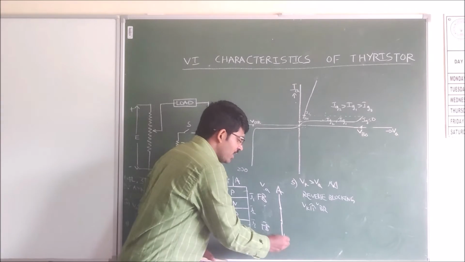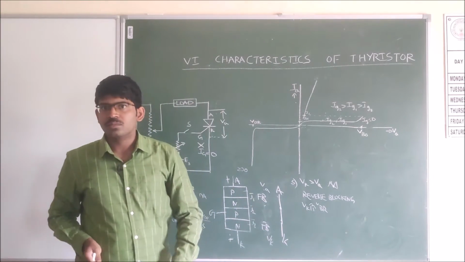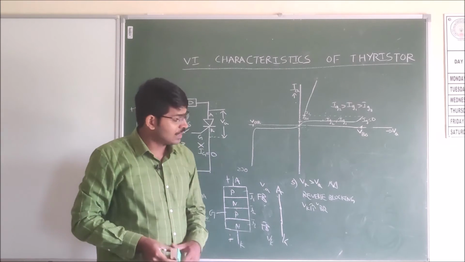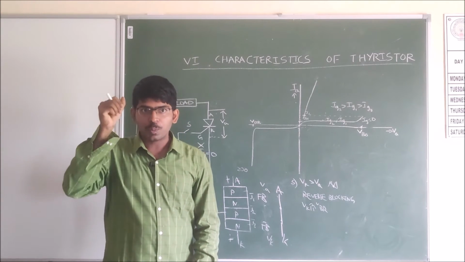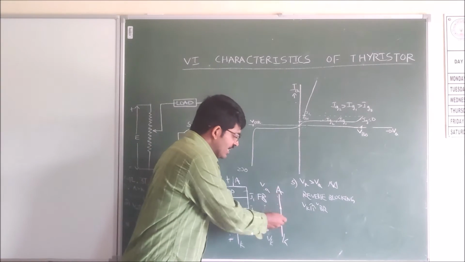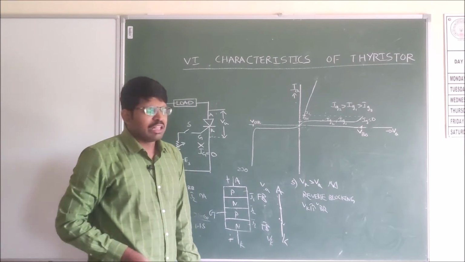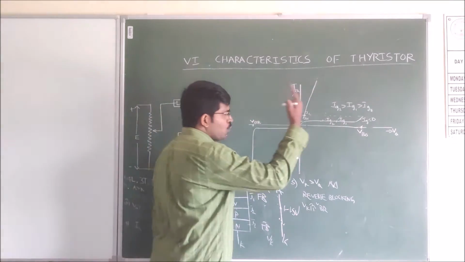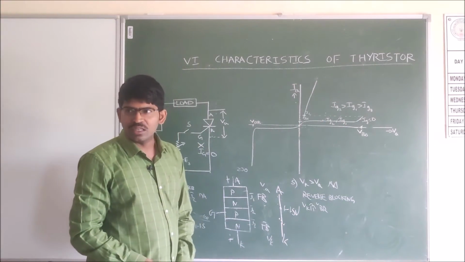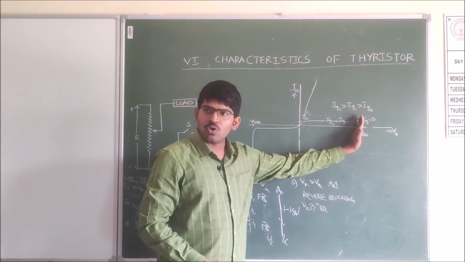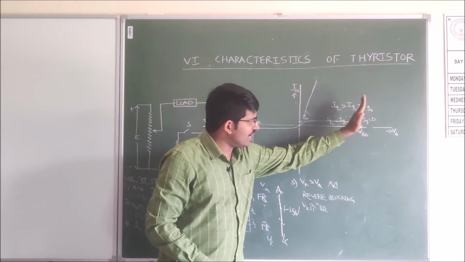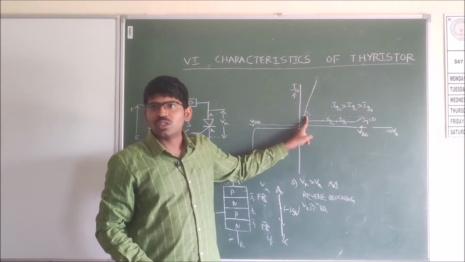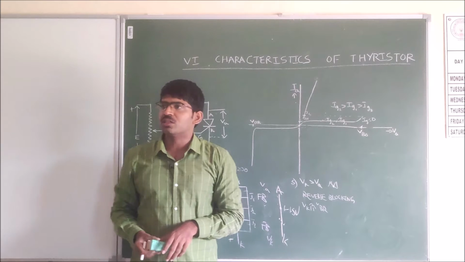When it is on, the anode and cathode terminals are short. What is the voltage difference? Practically we will discuss later, but theoretically it should be 0. Because of the internal resistance, there might be 1 to 1.5 volts. So after the occurrence of the breakover voltage, suddenly the voltage drops from VBO to 1 volt. Sir, how much is the breakover voltage?